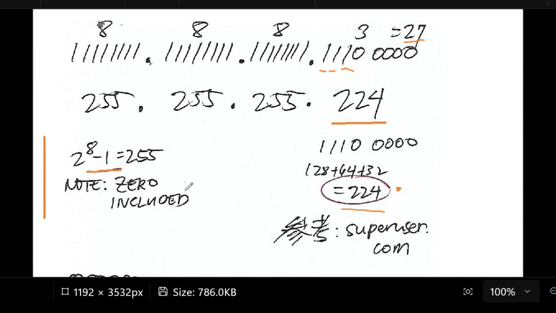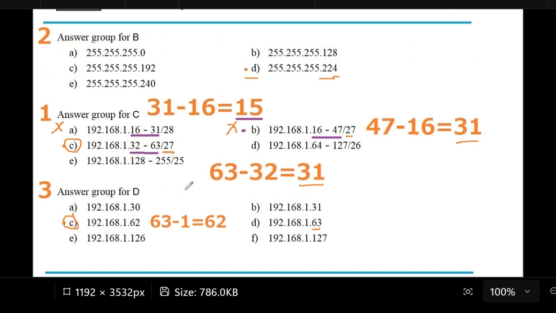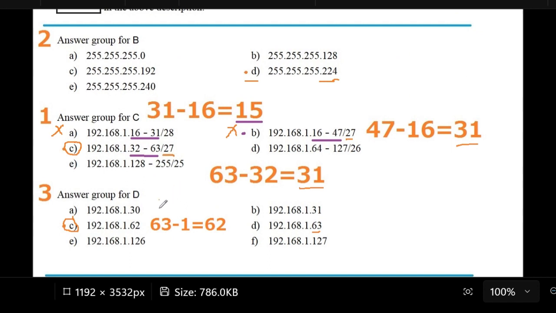The thing is, when we're talking about the number, for example, for answer group D, since 0 is included in the count, then we do a minus 1 here. That's why it's 62. I think that's the explanation why letter C is the correct answer for answer group D. And I think that should solve this problem and explain how we got the answers. And I think that should be enough for now.